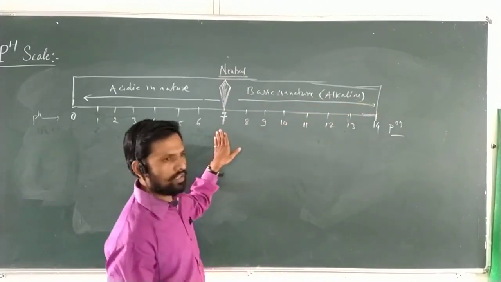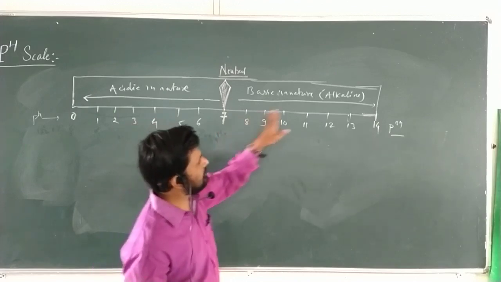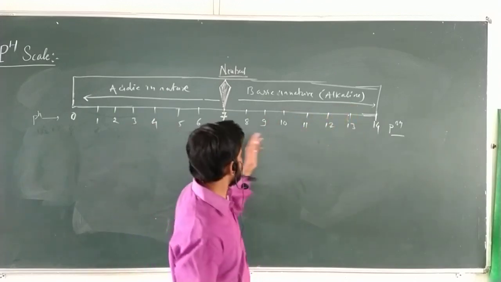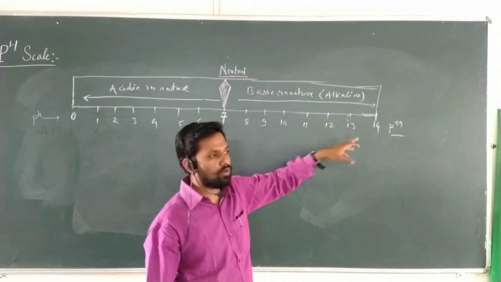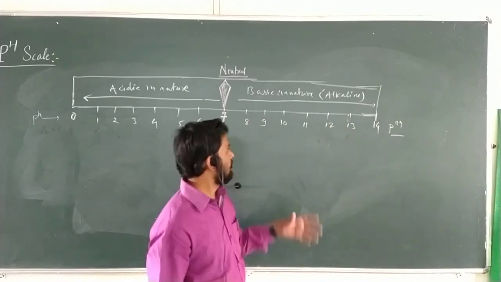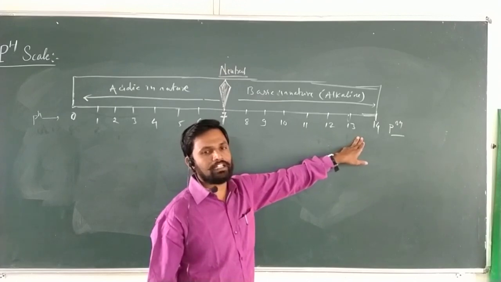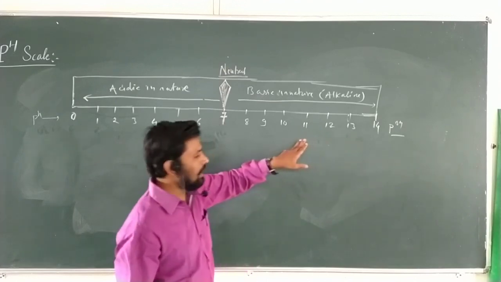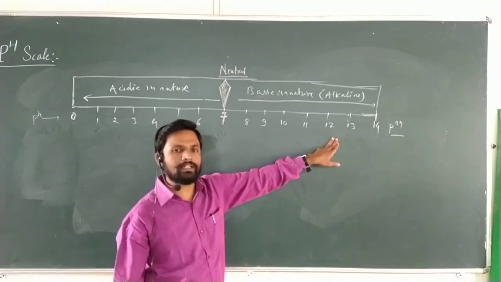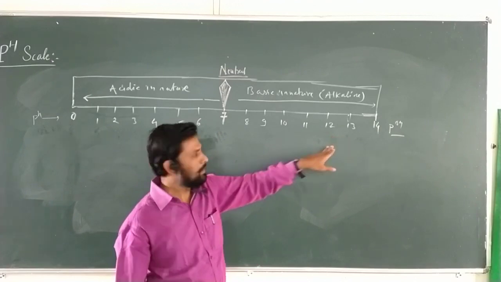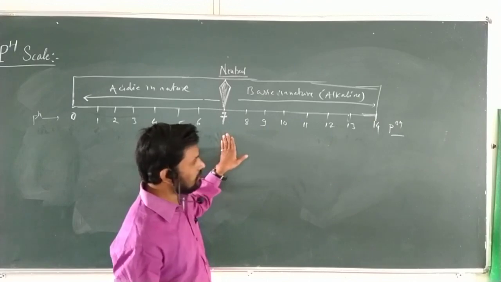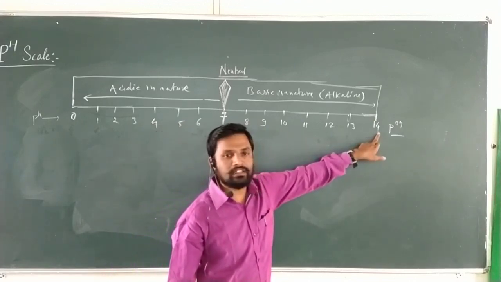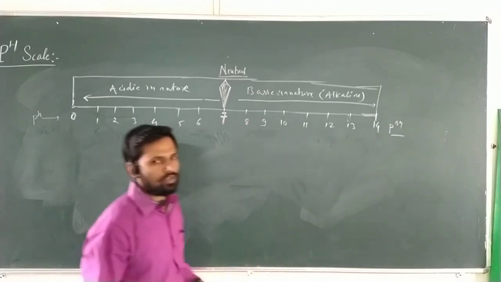Yes, 7 is the neutral. Always remember 7 is the neutral. The basicity of the substance increases from 8 to 14. If it is 13, that is more basic in nature, meaning more hydroxyl ions are present. That is a strong base, for example NaOH or KOH. Ammonium hydroxide, NH4OH, which we discussed is a weak base, will be in the 8 to 9 range. It means pOH 14 is a strong base.